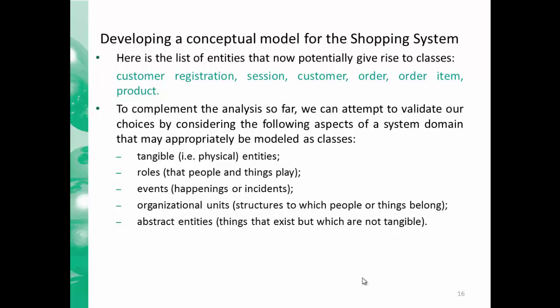Next, after we identify the classes, and that's what we have practiced in the previous unit, you need to categorize the classes. And we remind you that we have 5 categories for our classes: tangible classes or tangible entities, roles played by people, events or happenings, something related to organization, which we call organization units, or not tangible things, which are abstract entities.